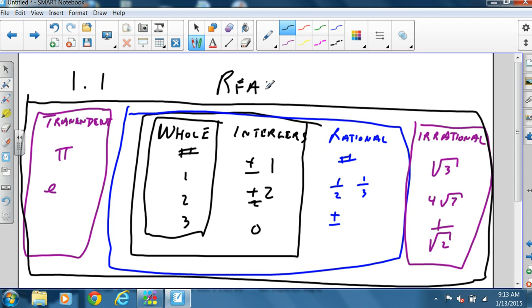So real numbers are the only things we had to deal with prior to 1820. After 1820 we got imaginary numbers, but before then there were no imaginary numbers and life was much easier for us. And what can we do with these things? Well, we can add, subtract, multiply, divide, things like that.